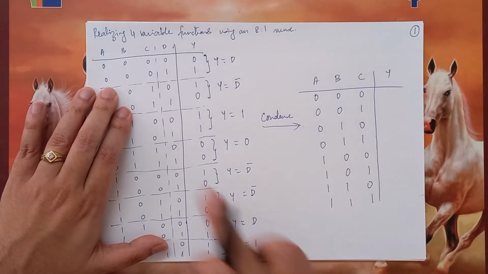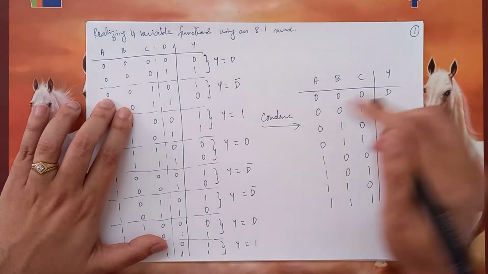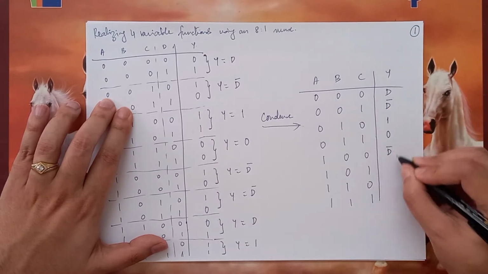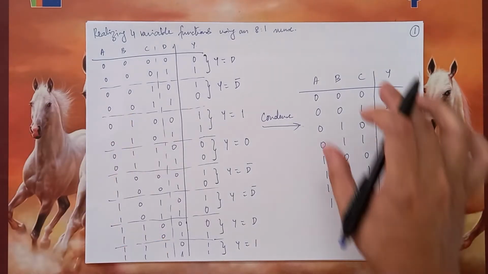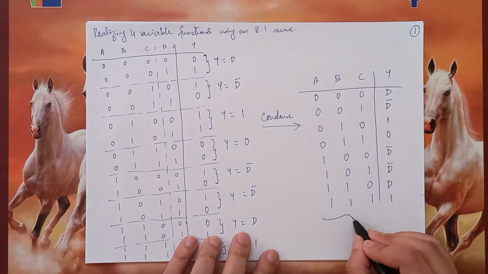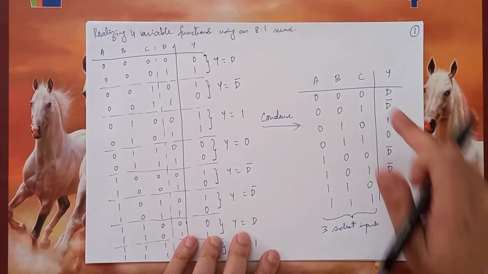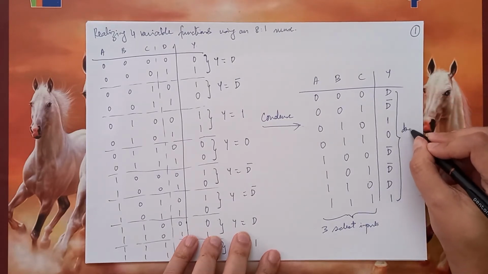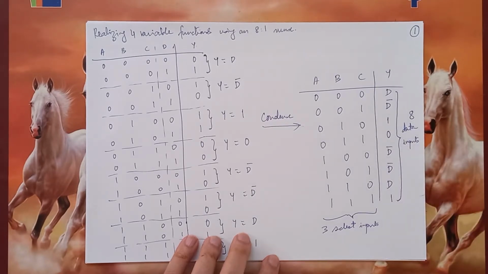So when a, b and c are 0, 0, 0, y is equal to d. Then we have d bar. Then we have 1, then we have 0, then d bar, d bar, d and 1. So we now have 3 select inputs, and each of these 8 possible outputs can be used as the data inputs. So we can use an 8:1 mux.